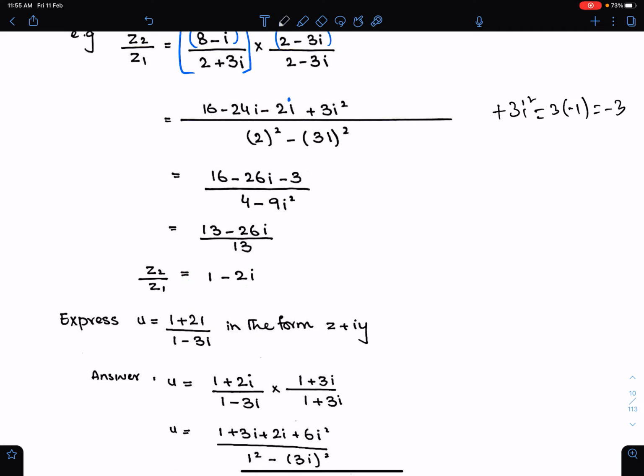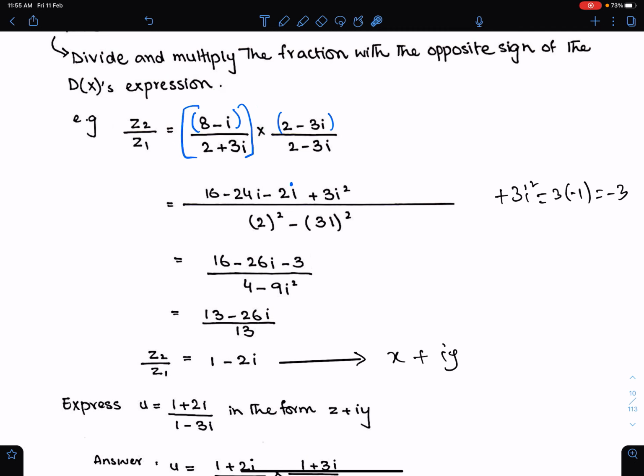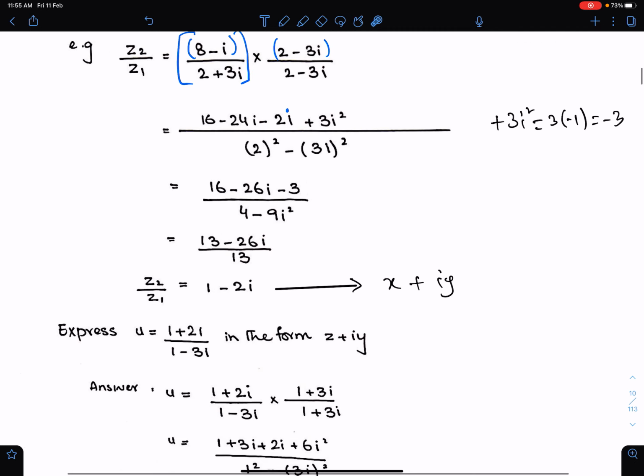Always give your answer in this form, x plus iy. Always break the LCM. So this is the way to simplify this fraction or do division in complex numbers.